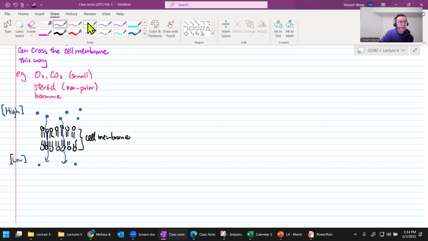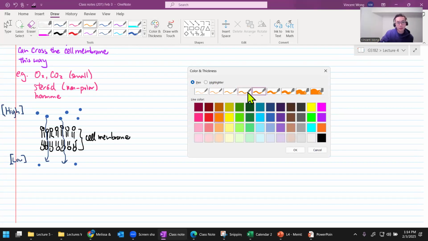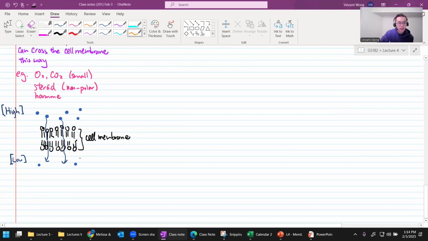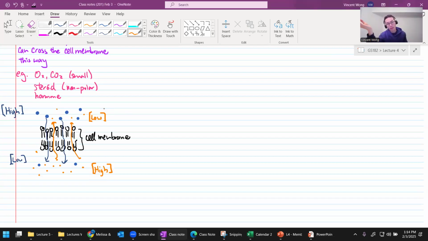It doesn't have to be coming in. They could be going the other way around. You might have these ones, the orange ones, but this time you have more on the inside and less outside, and they will be able to go out. Okay, high to low. So the movement of the blue ones is independent of the movement of the orange ones.